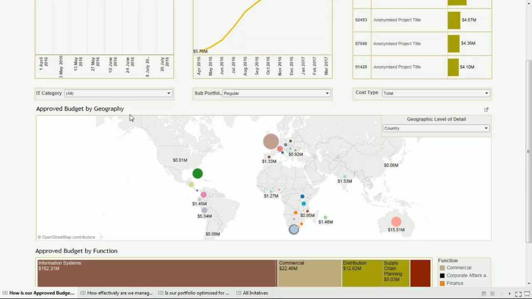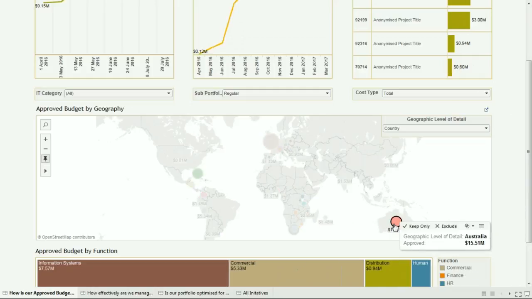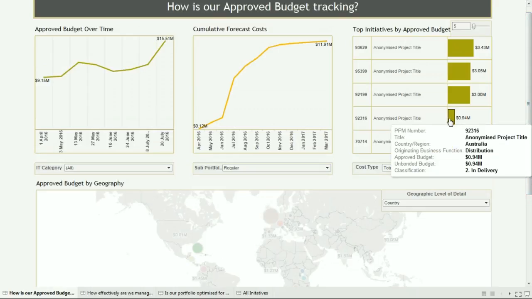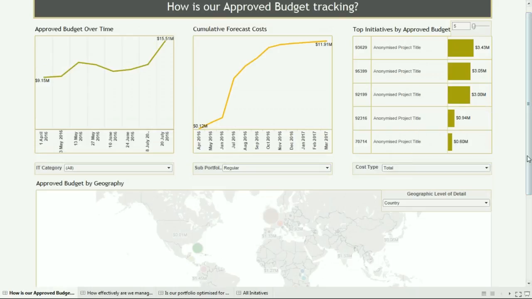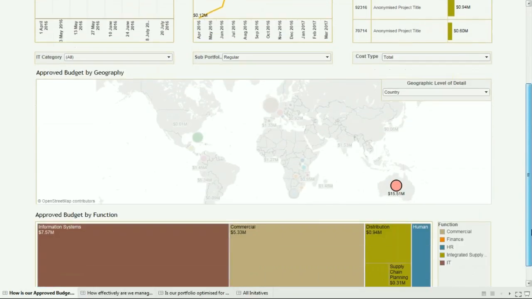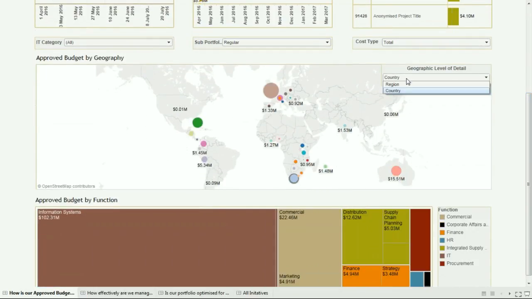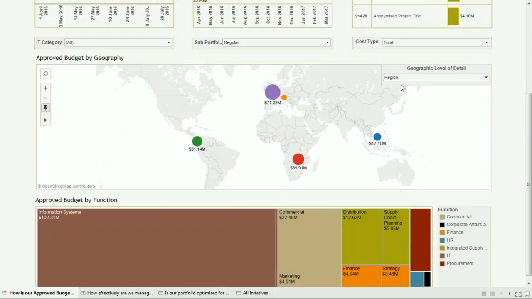The next piece, going a bit further down, we've used a visual graphical representation here. The bubbles denote the size of the spend in relevant countries, and obviously, we can drill into specific countries here. So if we were to focus, say, on Australia, you'll notice that the charts look very different. They're focusing on the top initiatives that relate to Australia or the Asia-Pac region. And that can be used not just at a country level, but also at a regional level.